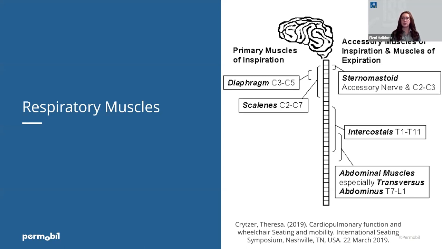Now, the muscles used for expiration are innervated in our chest and abdominal areas, and those include the intercostal muscles between T1 and T11, and the abdominal muscles, especially the transverse abdominis, innervated between T7 and L1.